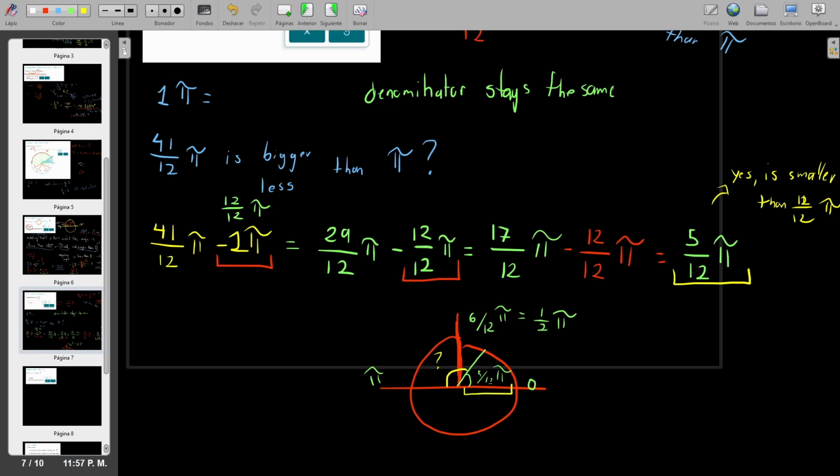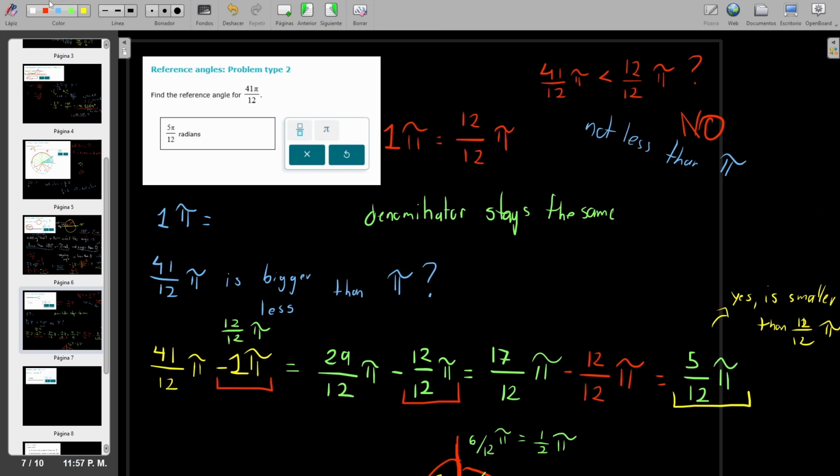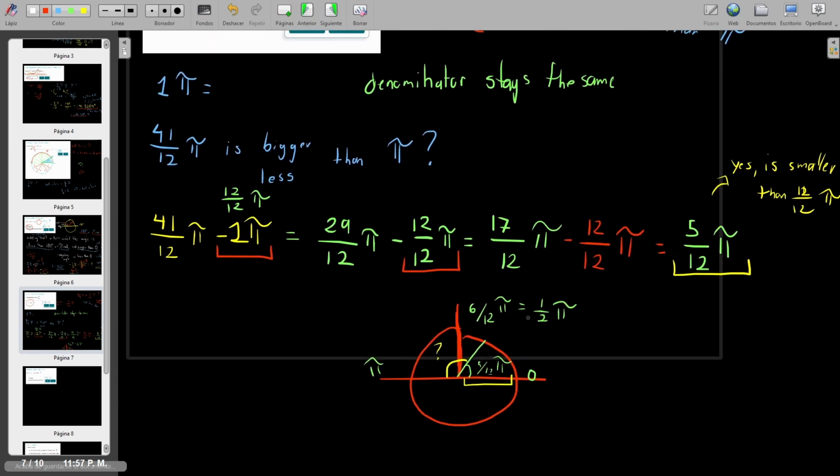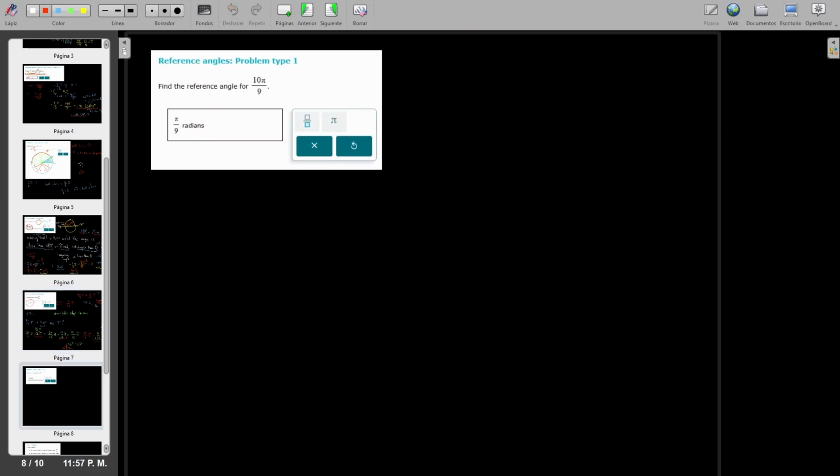So we have already found our value of the reference angle: 5 twelfths of a radian. Yes. Now the next one.